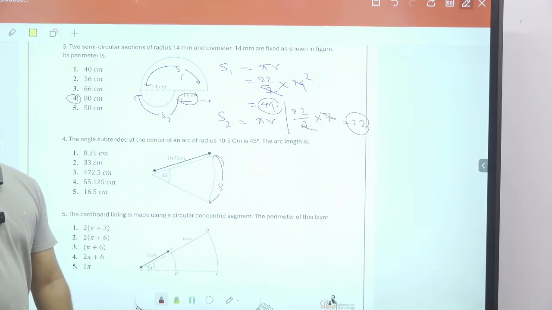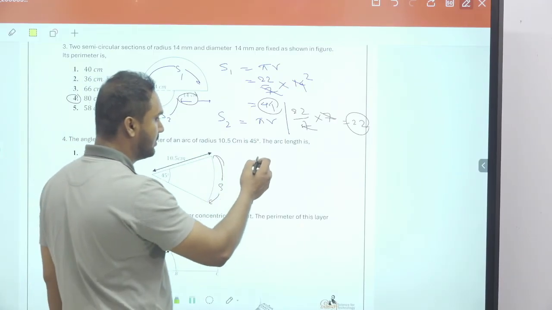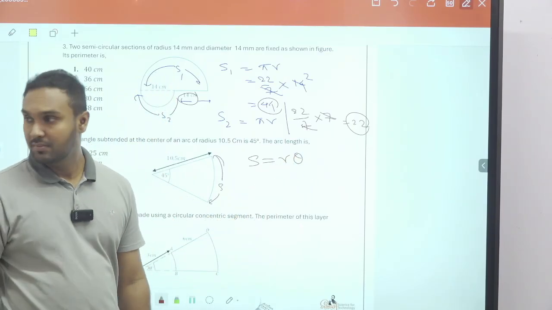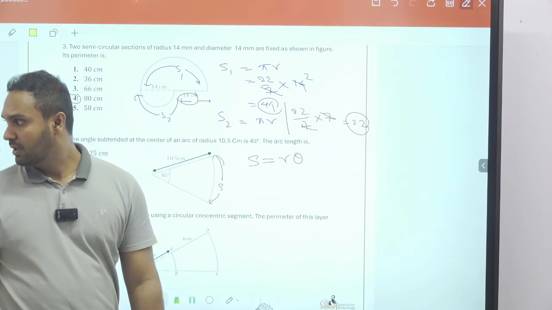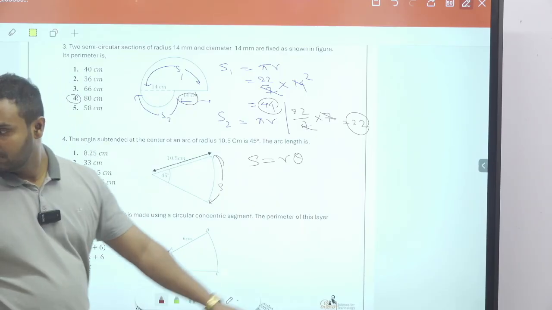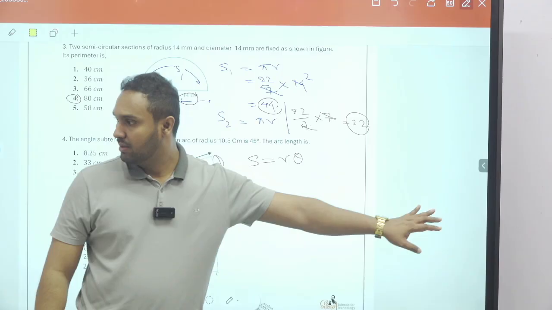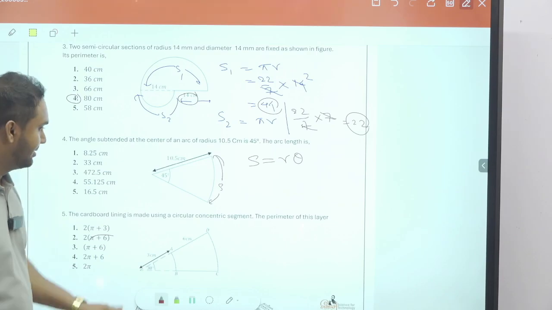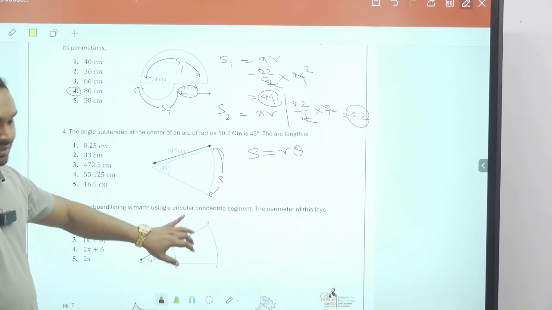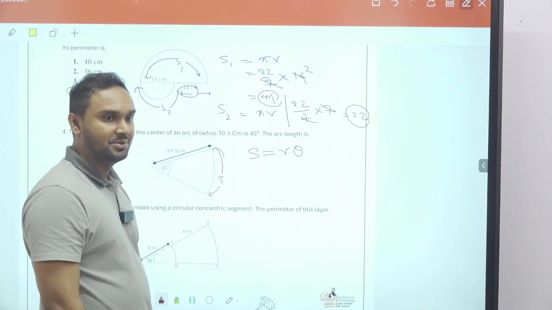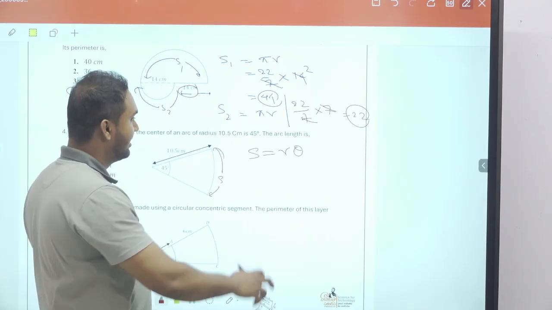So what is the formula you had to put? S equals r theta, yes? So yeah, it comes 8.2. Is the camera angle changed? I don't know. This way is too far and this way is really close. Yeah, I think the camera angle has changed. Bro, what have you done? Now listen. Bro, use the words, right?